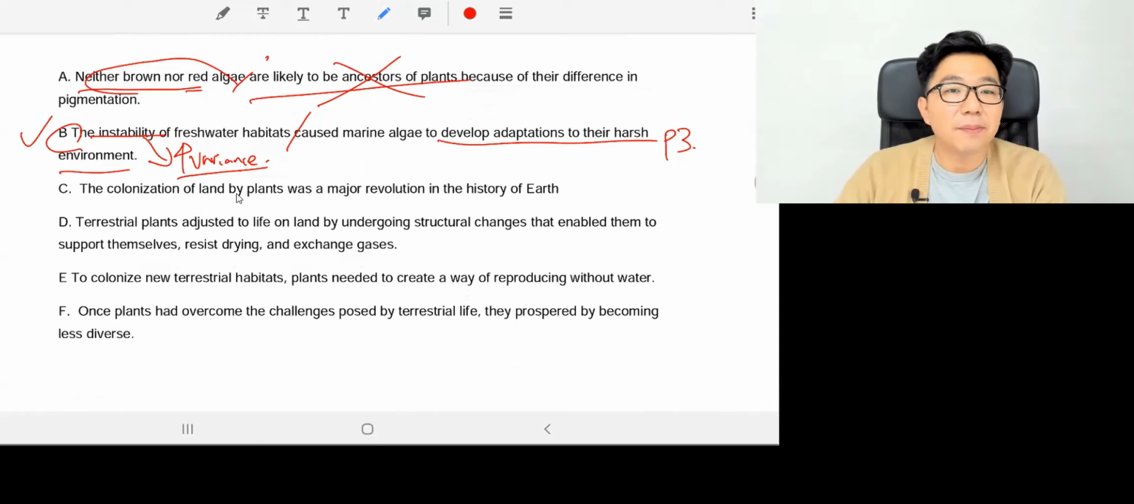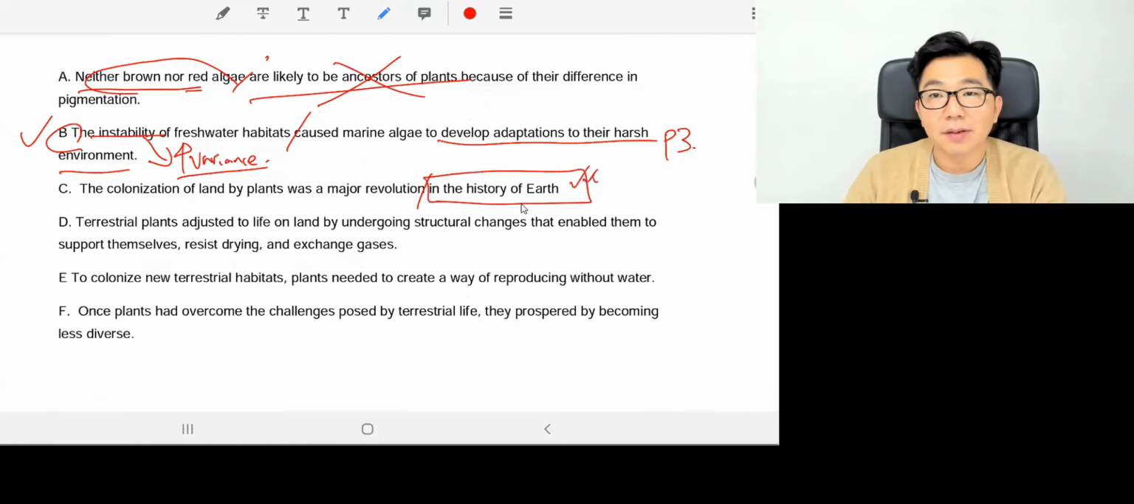The colonization of land by plants was a major revolution in the history of Earth. Maybe it is, but does it say in the passage? This part? Are you sure? It doesn't say, right? There's no mentioning of this whatsoever. I'm sorry. Think about it. Does the passage mention this? No.